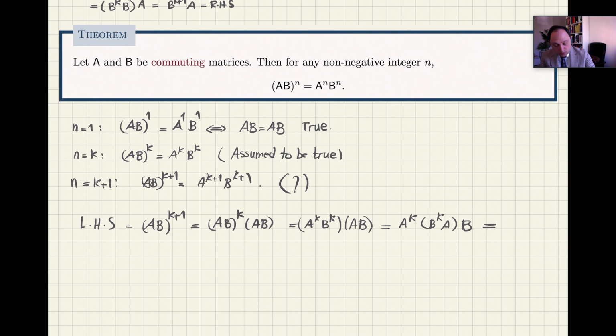Now, yes, so I would say B^k times A is A B^k. I would write previous theorem.